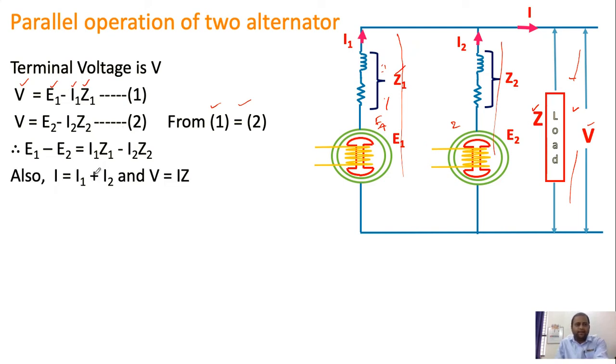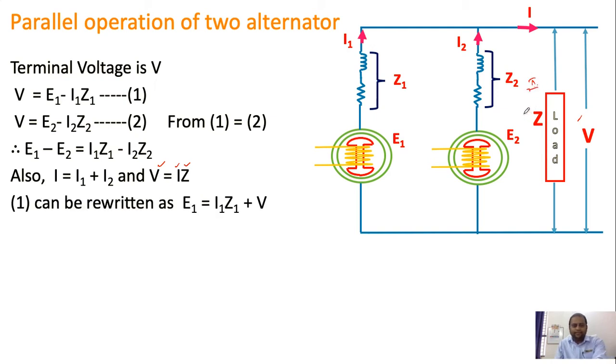Now you also know this I is nothing but the summation of I1 and I2. So this is the summation of both, and also you know V equal to I into Z, which is the terminal voltage. V equal to the current passing through this impedance, sorry, not I1, I into Z. Now the equation 1 can be written by bringing this I1 Z1 here, then it will become positive. So E1 equal to I1 Z1 plus V.